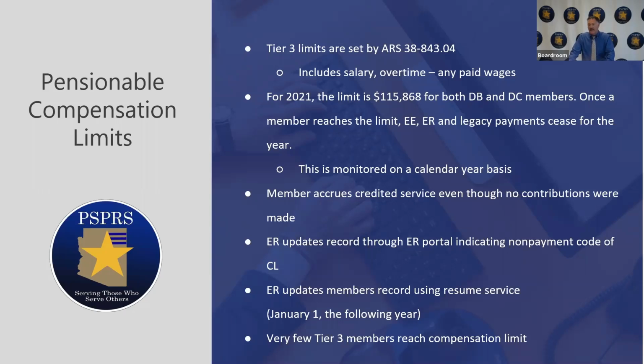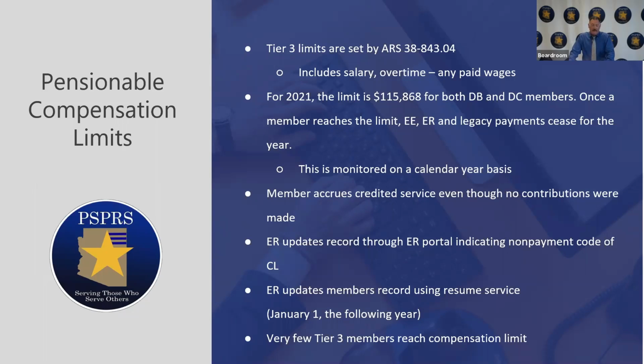However, in the event that the member exceeds that amount, contributions for both the employee and employer would cease once that limit's obtained. As of 1/1 of 21, that limit has increased to $115,868, and that does change every 3 years. So again, once a member exceeds that limit, both employee and employer contributions cease for the balance of the year. That employer legacy payment ceases, disability payments cease as well.